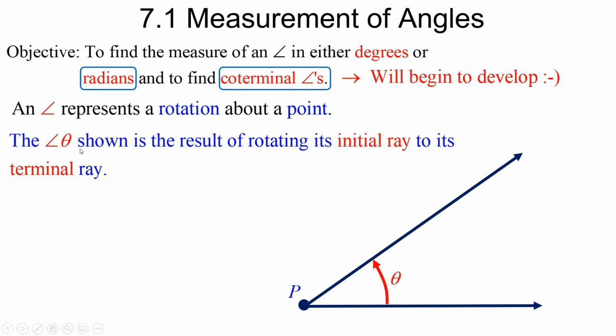So the angle shown is the result of rotating its initial ray, so here's the initial ray, to its terminal ray. And to rotate an initial ray to a terminal ray, we have to have a point that we're going to rotate about and an angle measure right there. And that will lead this initial ray to be rotated to our terminal ray right here.